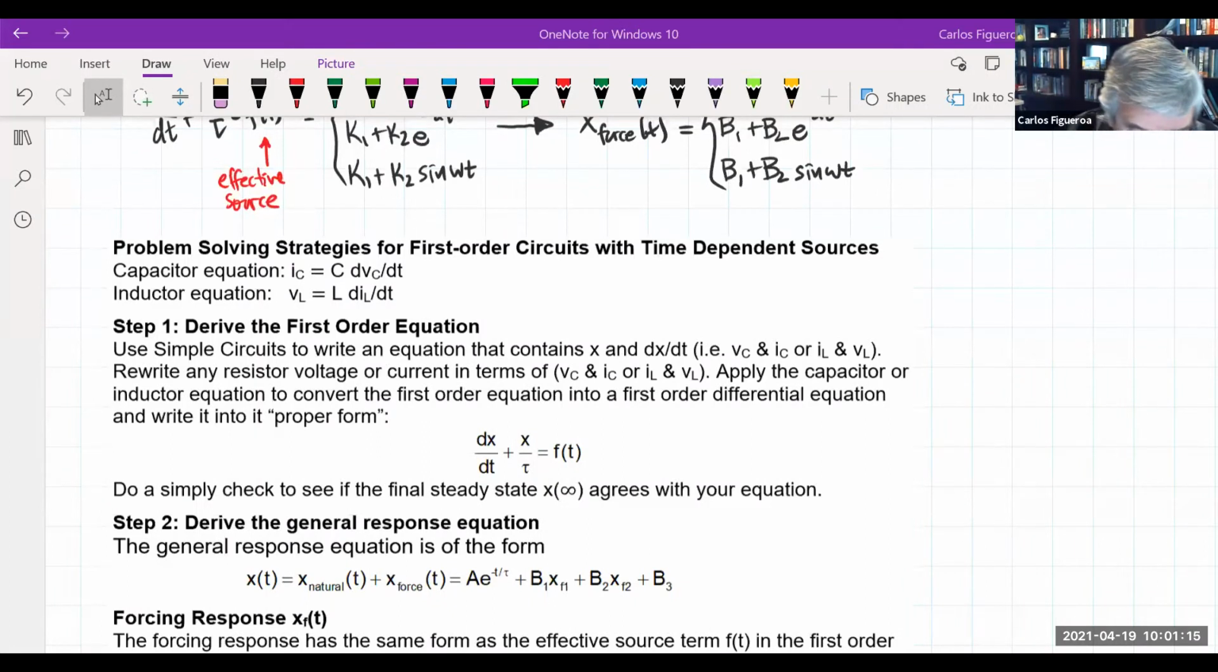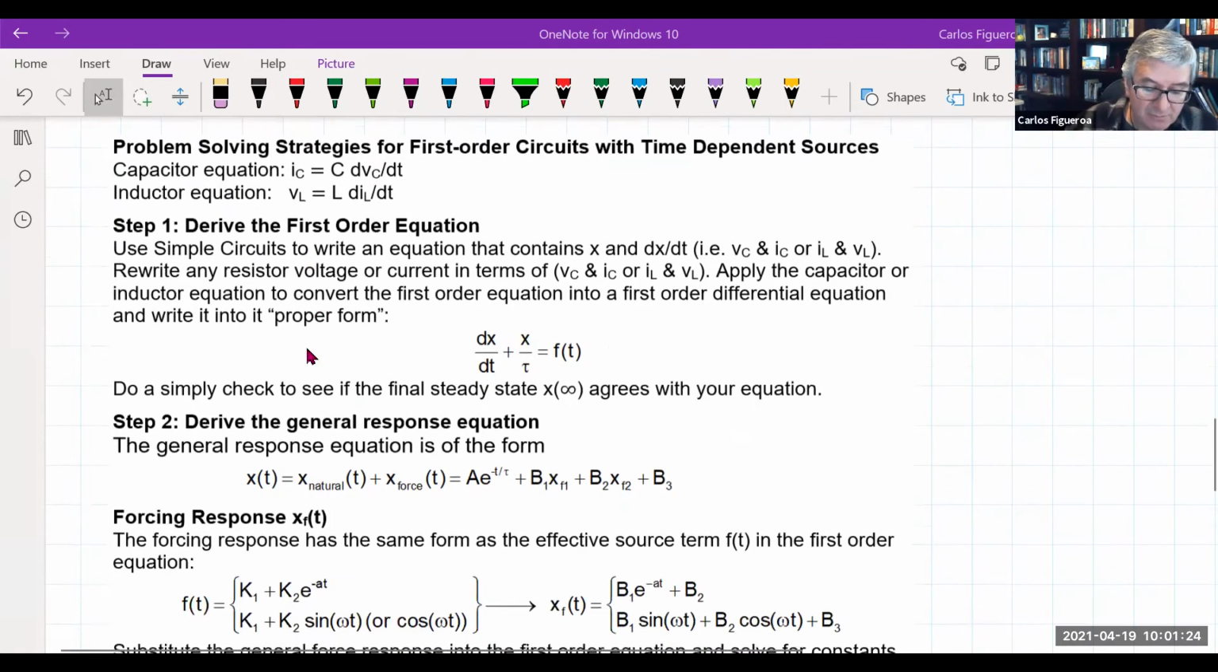So this is a lot. And so what you're going to see here is that I'm going to share with you what I consider my strategies. And then from there, of course, we're going to do 3 examples. Okay, so here we go. So the first thing that we're going to do here is that if we have a capacitor, we're going to need the capacitor equation. If we have an inductor, you're going to need the inductor equation.